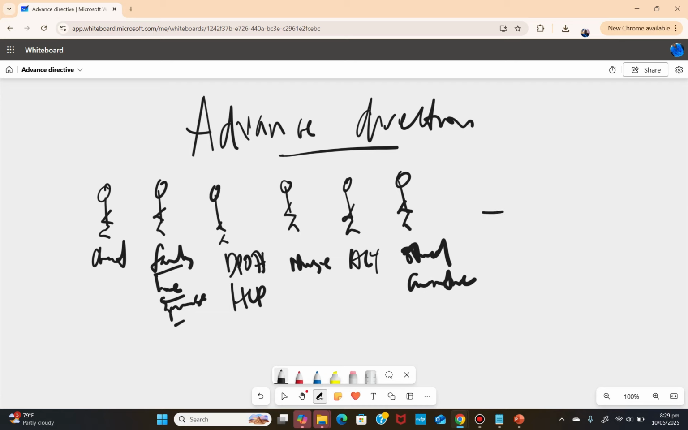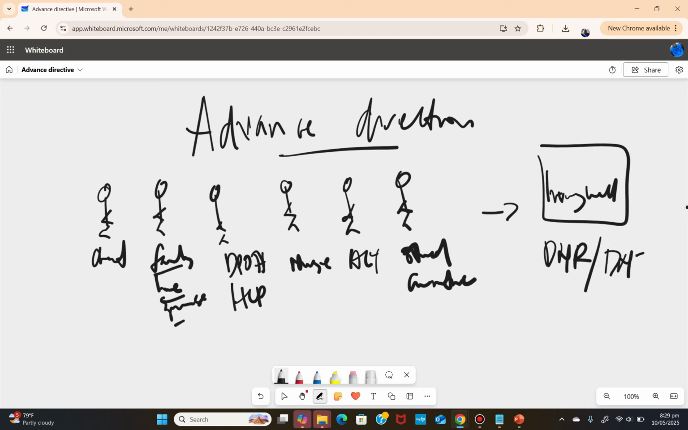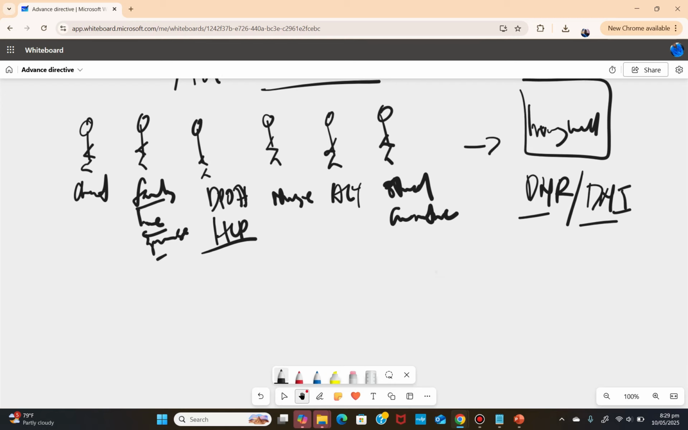So types of advance directive, we have your living will. Right. That's a paper document. You have your DNR or DNI. So that is do not resuscitate, do not intubate. And this is the third one: durable power of attorney for healthcare, or healthcare proxy. Right. So yes, that's what you want to know.